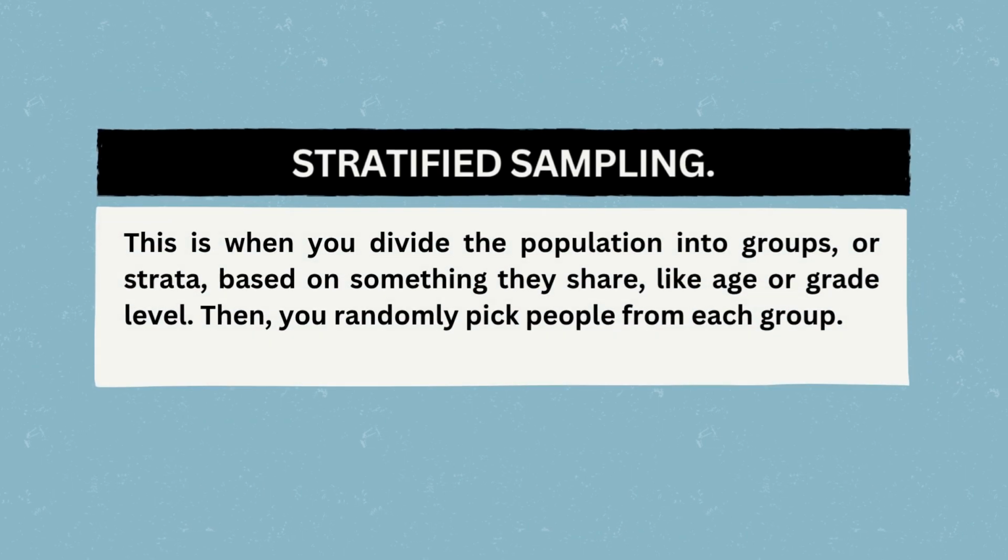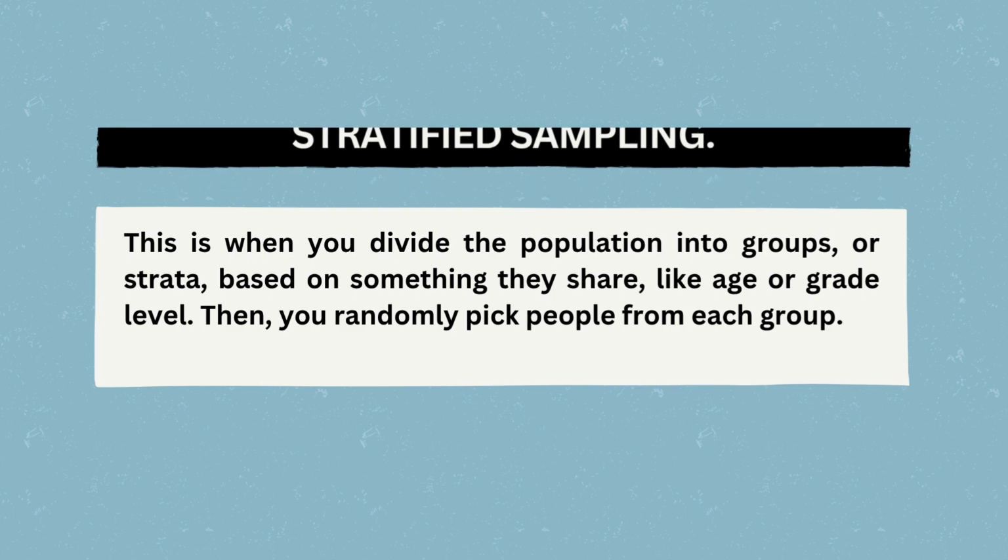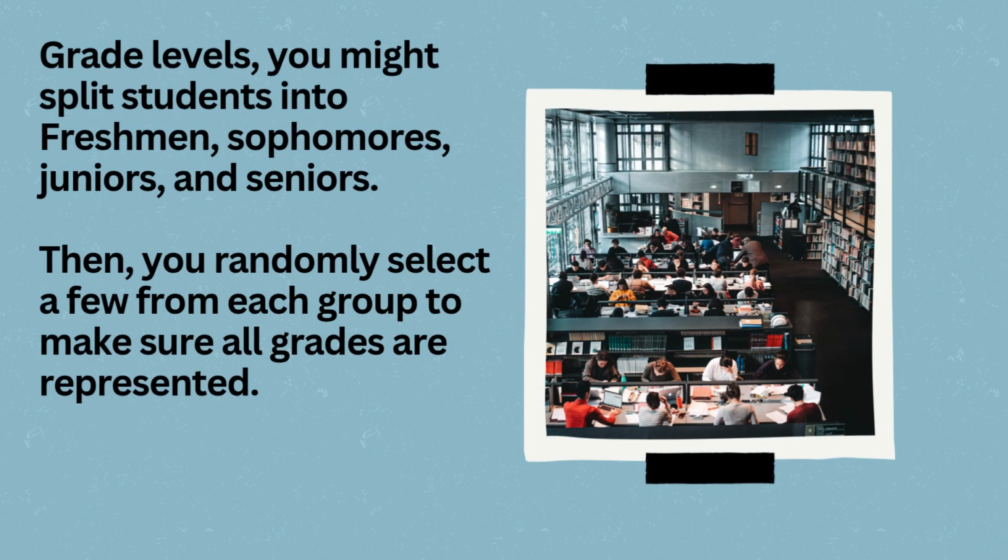Another type is stratified sampling. This is when you divide the population into groups or strata based on something they share, like age or grade level. Then, you randomly pick people from each group. For instance, if you're studying a school with different grade levels, you might split students into freshmen, sophomores, juniors, and seniors. Then, you randomly select a few from each group to make sure all grades are represented.